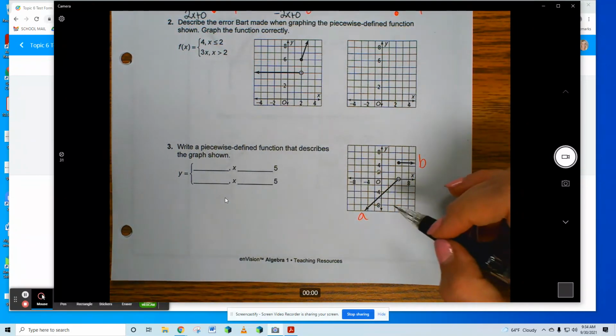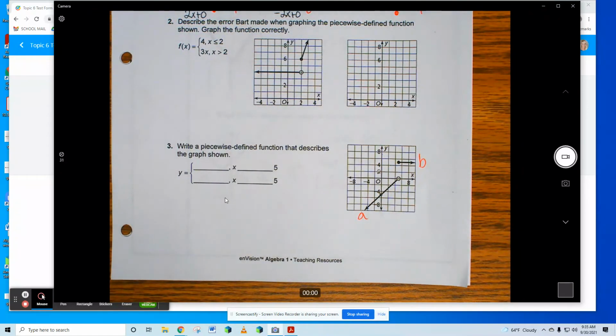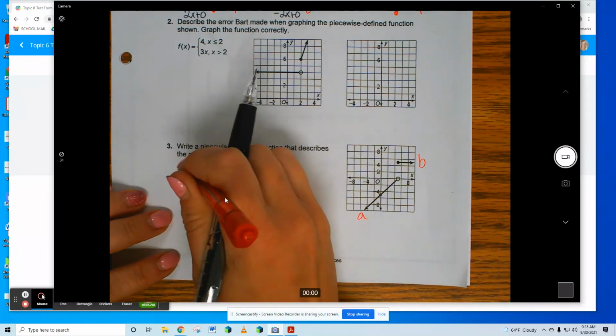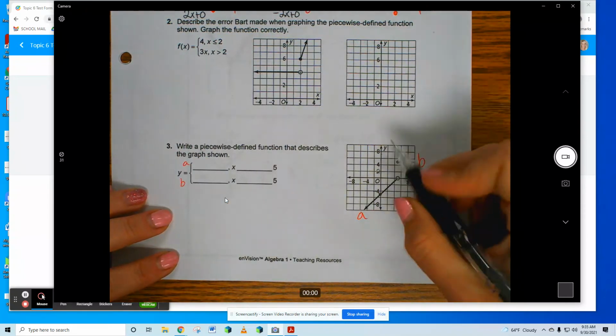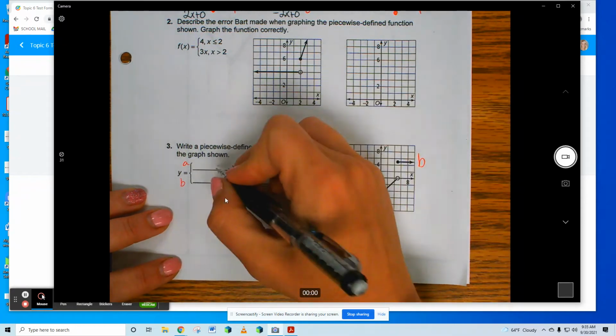Line A. What's my y-intercept? What's my slope? Be careful with the slope. Every box is worth 2. Be careful. What's my y-intercept for line A? Negative, no, it's not a -4. It's in between 4 and 6. -5.